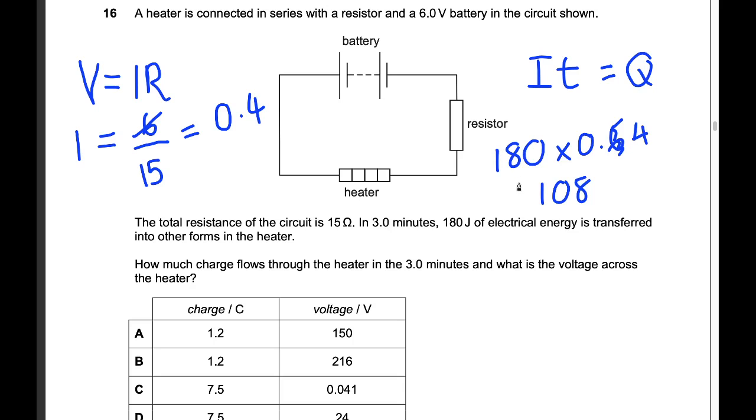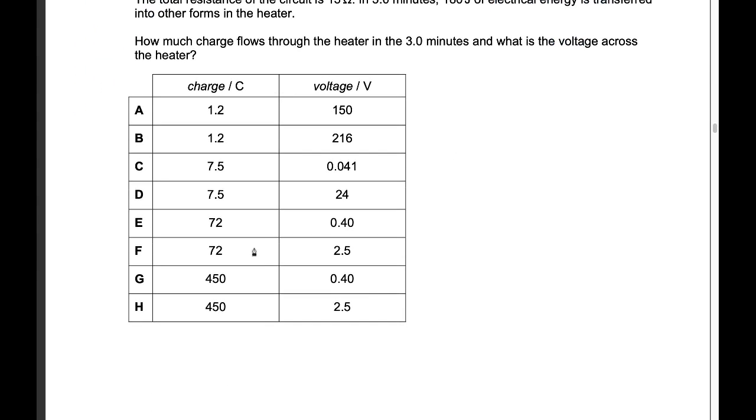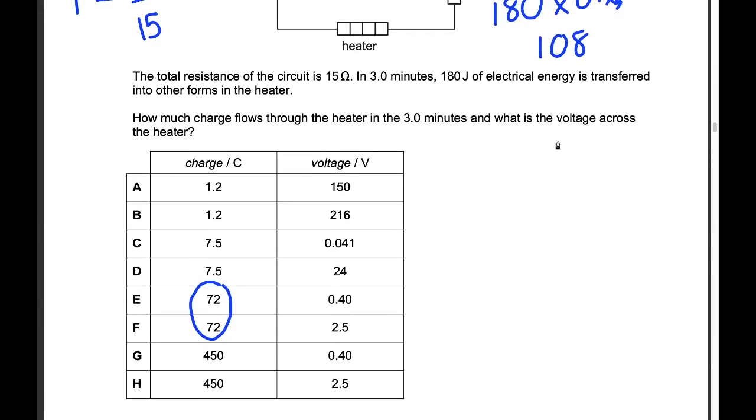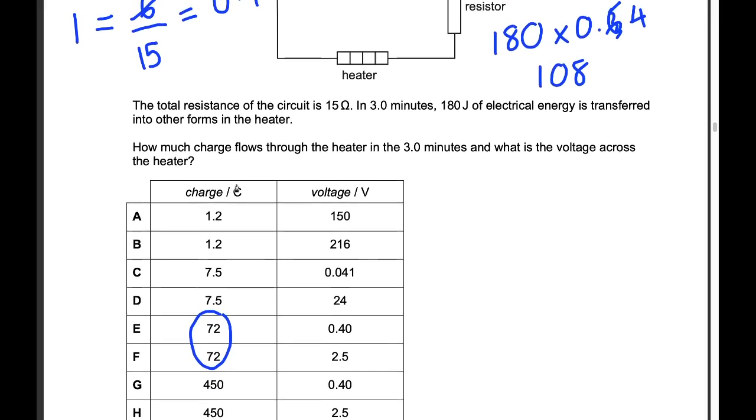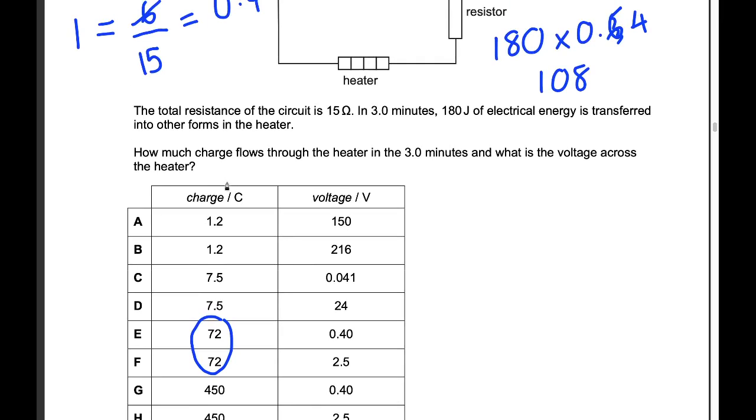It's 0.4 instead. So 4 times 18 is 72. Okay, so that's better. I know it's one of these two options here. Okay, so now I need to work out the voltage over the heater. Okay, what's the voltage across the heater?